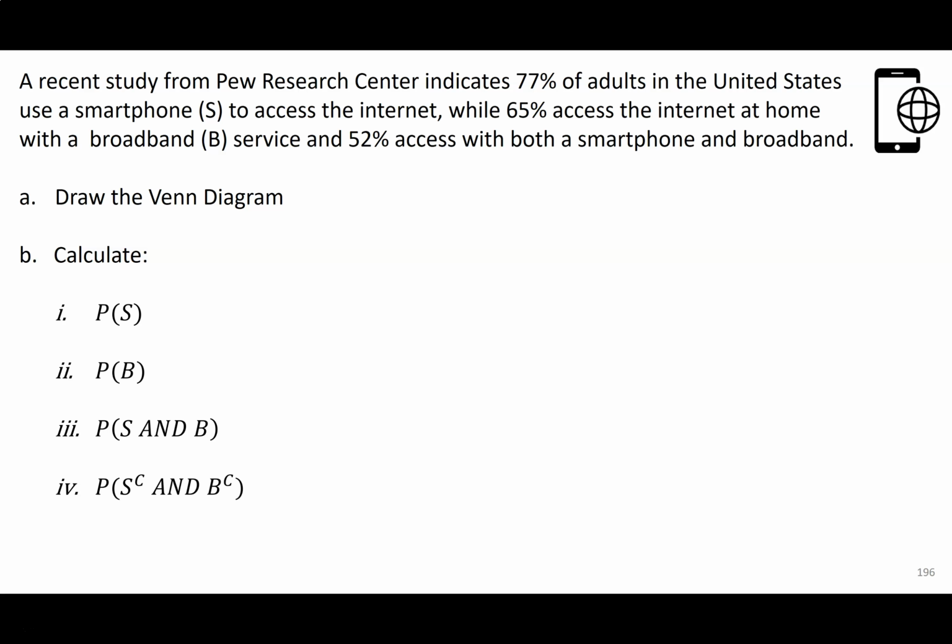So we're going to have an example here. We're looking at a Pew Research study here that said 77% of adults in the U.S. have a smartphone. I'm not sure how old this is. I almost feel like that's higher. 65% access the internet at home with broadband, and 52% access with both. So our first step, draw the Venn diagram. Then we're going to go ahead and calculate some probabilities.